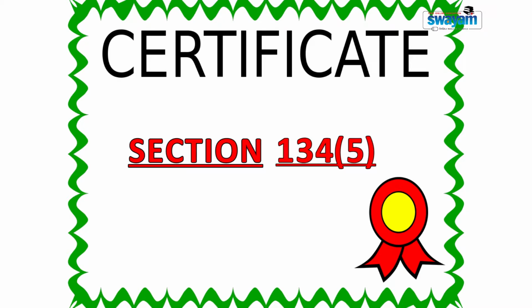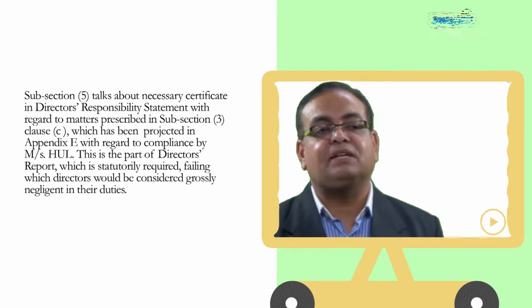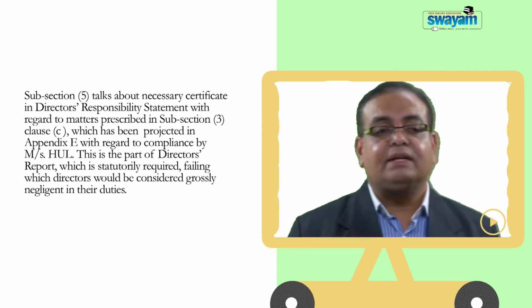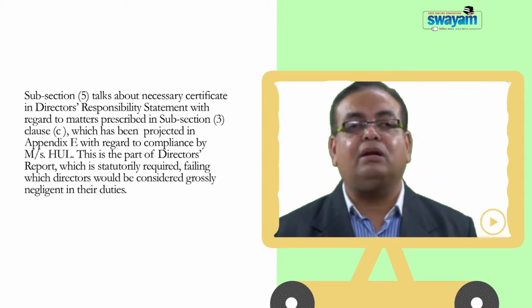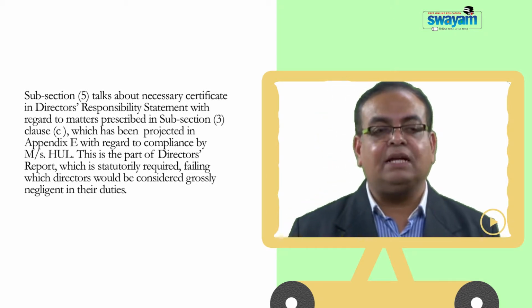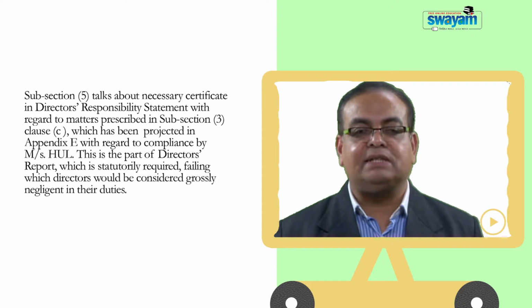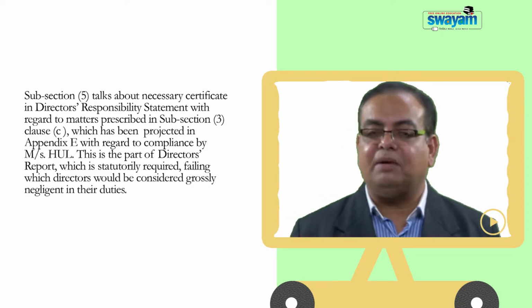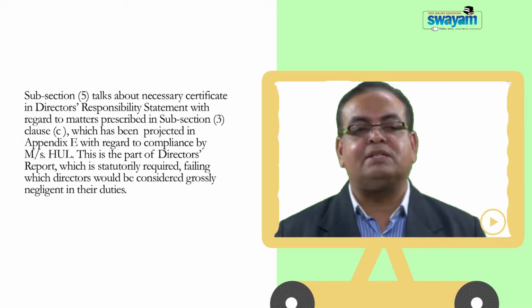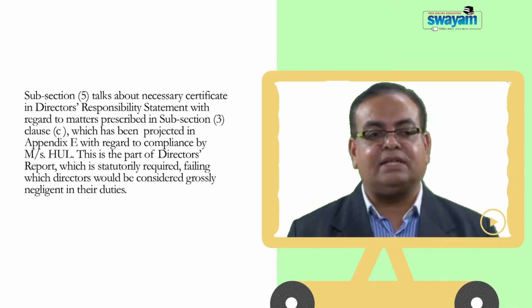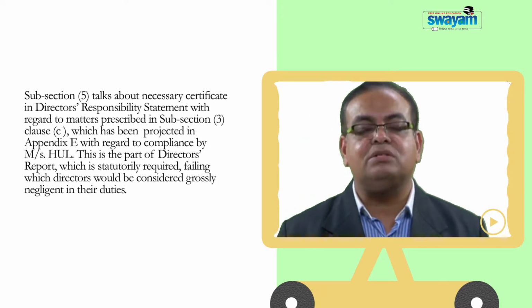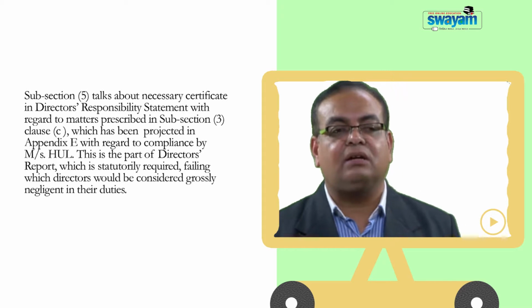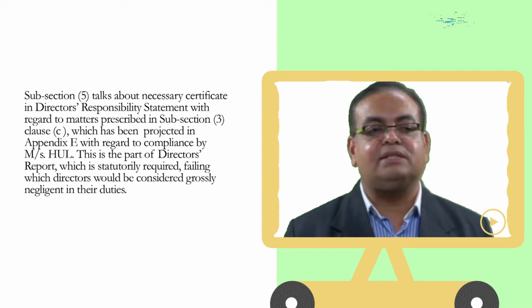Now subsection 5, section is same, that is section 134. Subsection 5 talks about necessary certificates to be given by the directors, because ultimately how you can pull the directors, it is basically based on the certificates, because they certify. So for example, in the directors responsibility statement, they certify that all the accounting policies have been consistently followed, and in case there are any changes, then they have also complied with the requirements of the accounting rules such as accounting standards to take care of the changes in the accounting policies.